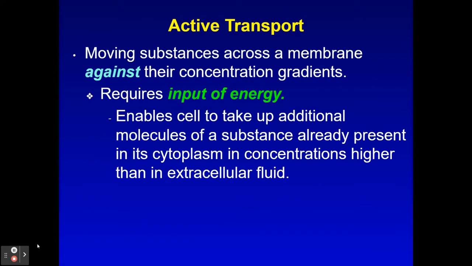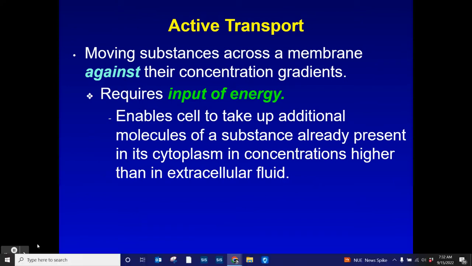The main thing about active transport is that we're moving substances across a membrane against the concentration gradients. It's like pushing a rock up a hill. This does require an input of energy, and it allows the cells to create concentration gradients, where there's a higher concentration of something in the cell than there is outside of it. This is a super important concept, and we'll talk about that.